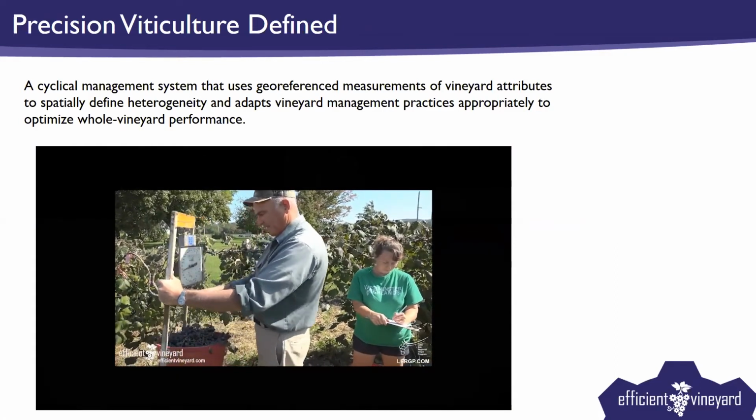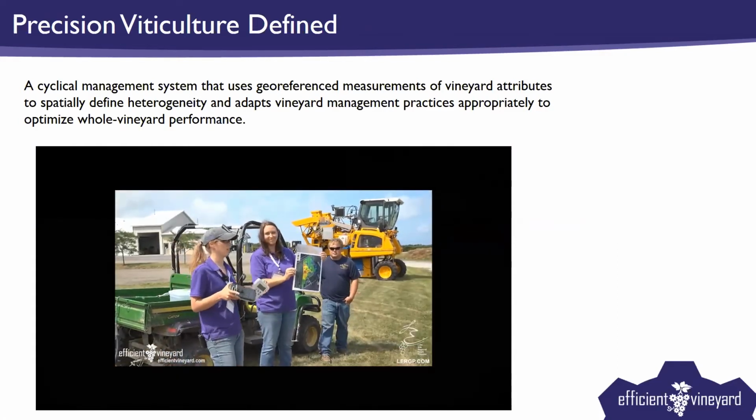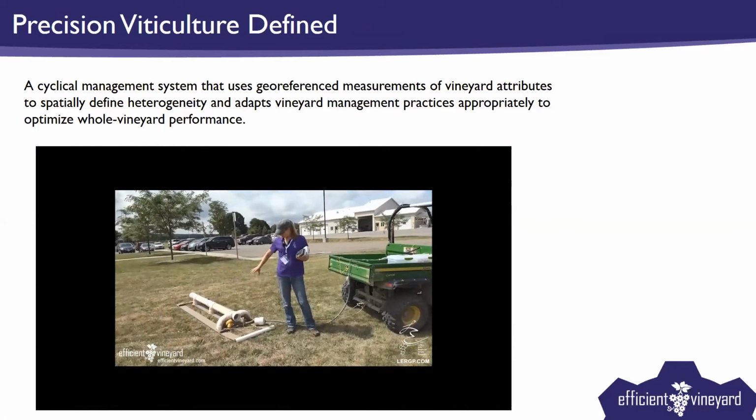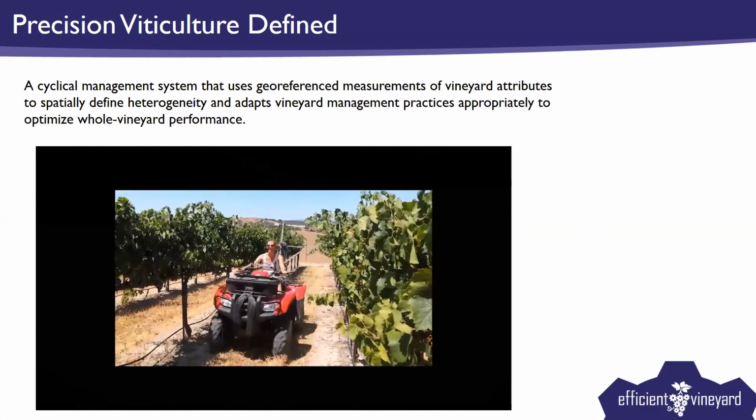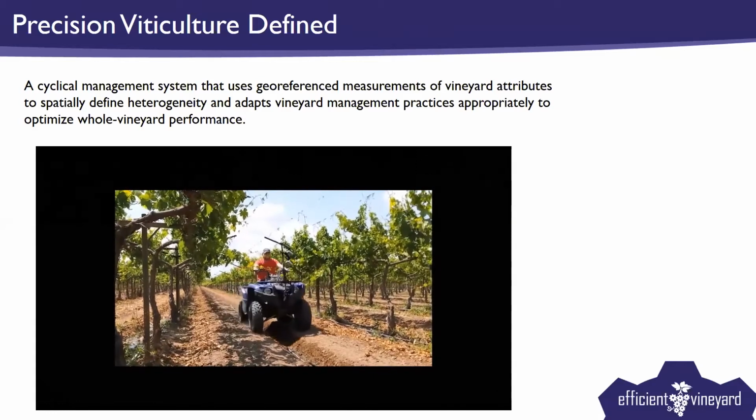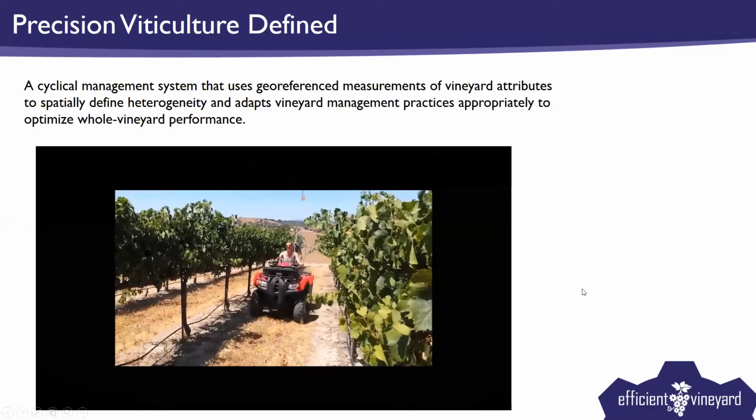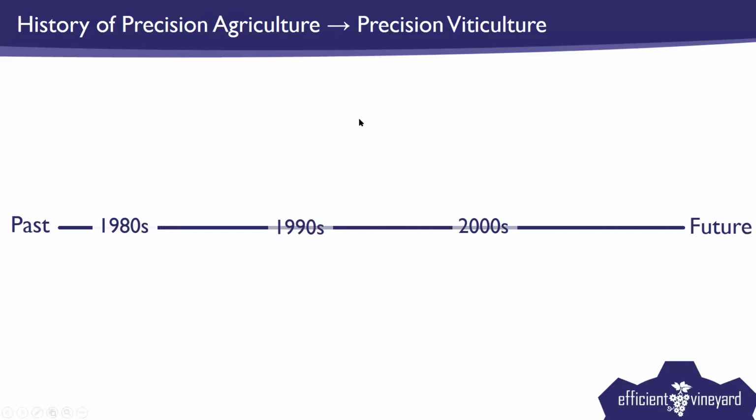We're following behind and we're taking a look. We're sharing the information that we learn. Are we doing a good job? Do we like what we did? Do we need to tweak it for the next season? All right, so how did we get here? Now that we know what we're talking about and what precision viticulture is, how did we get here?